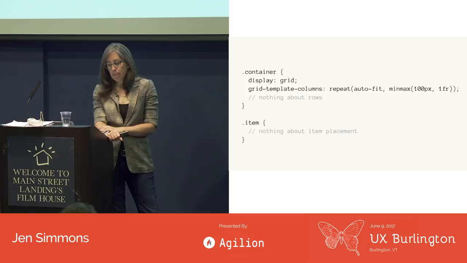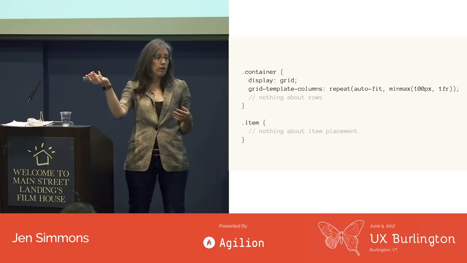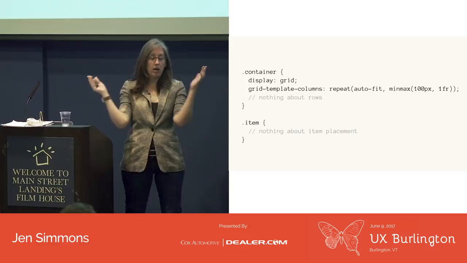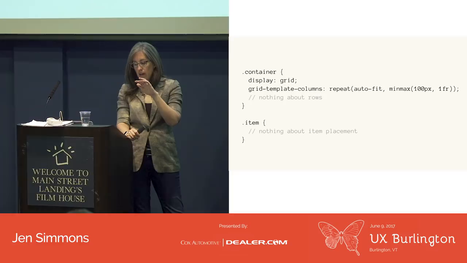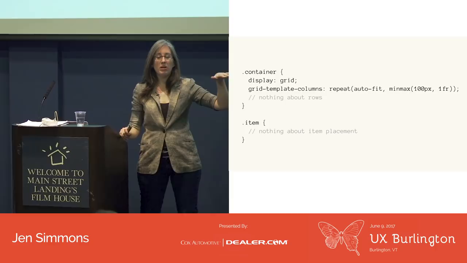I've said nothing about the items. I've not told the items where to go. They're getting placed automatically. I've not said anything about the size of the items. They're just becoming the size of the cell that they're in. And then on the outer container, I put display grid on it to trigger a grid formatting context. And then I say grid-template-columns: repeat, which means, hey, I'm going to have a repeating pattern for you. Get ready. Here we go.